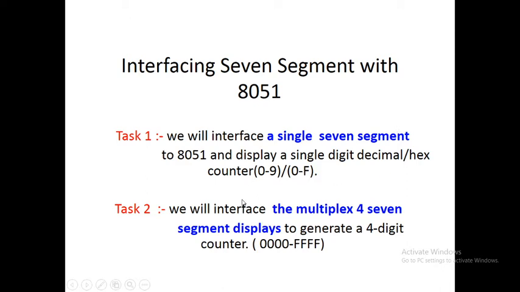And the next problem statement is that we want to generate multiple 7 segment displays, for example 4 7 segment displays to generate a 4 digit number from 40 to 4F. Okay, these are the two problem statements we want to cover.